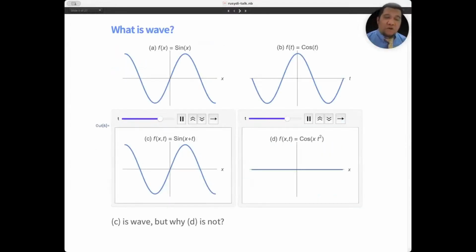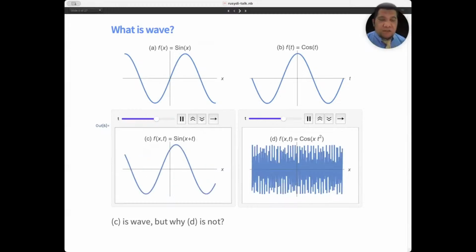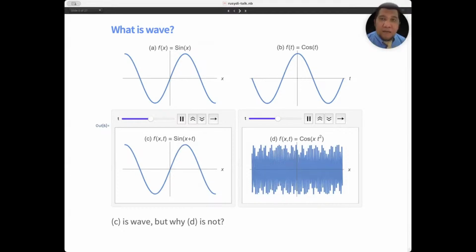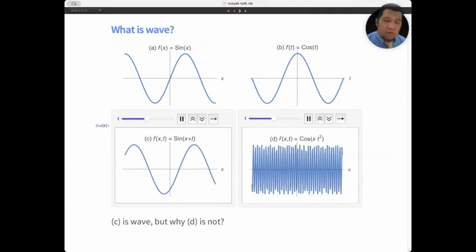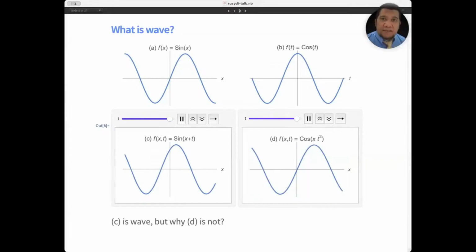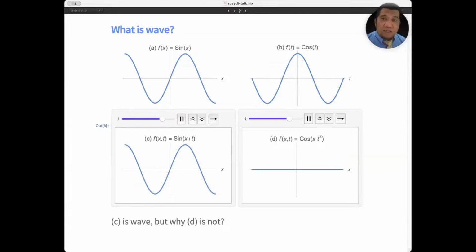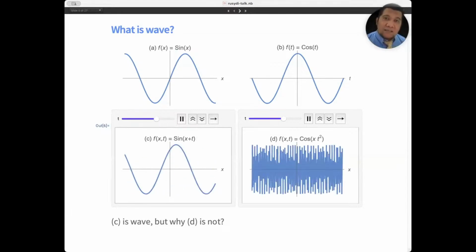Look at these four mathematical functions. We have trigonometric functions: sine x, cosine t, sine of x plus t, and cosine of x times t squared. Functions A, B, C, and D. Surely, everyone knows only C is a wave. But does everyone know why D is not?